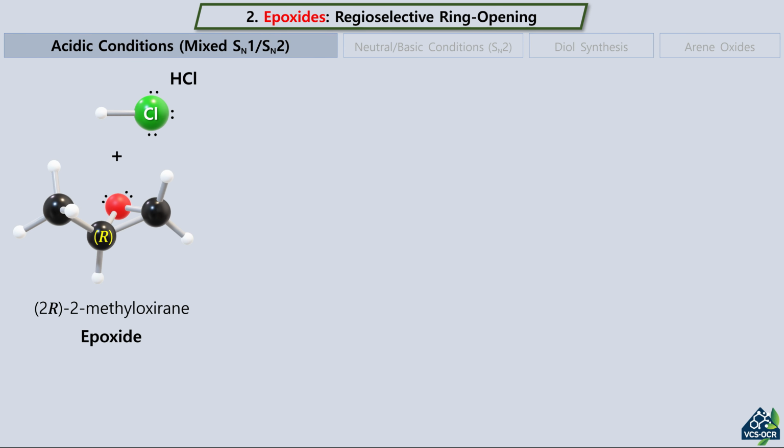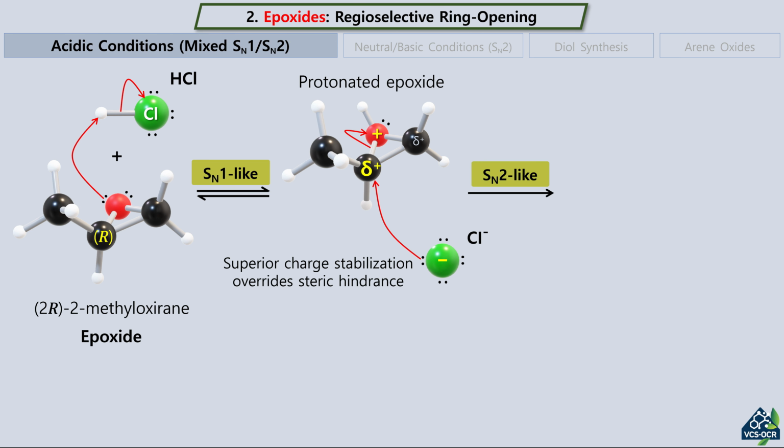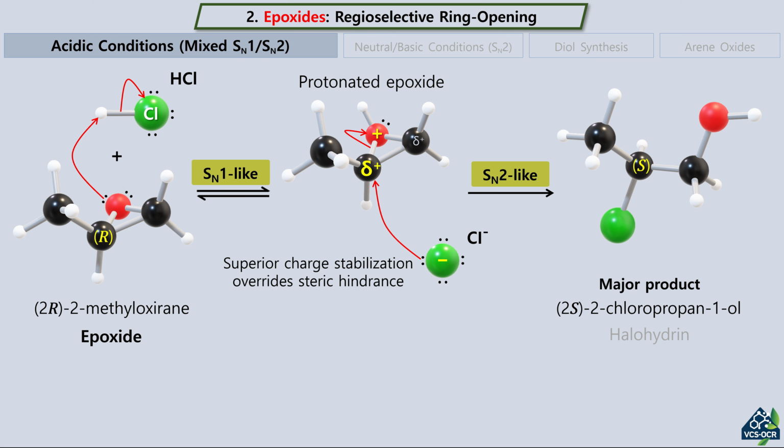Under acidic conditions, the epoxide oxygen is protonated first, which significantly weakens the C-O bonds. This process induces a carbocation-like character at the more substituted carbon, as seen by the larger partial positive charge in the transition state. Because this substituted position can better stabilize the positive charge, the nucleophile selectively attacks this site despite the steric hindrance. The nucleophile still attacks from the backside, leading to inversion of configuration at the reactive center.